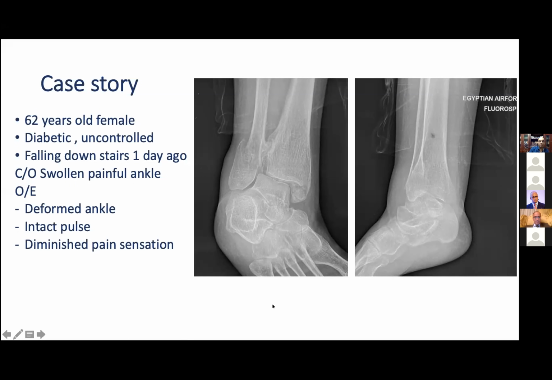So my question to you: are you able to classify this injury based on the previous lectures first? Can you tell me what kind of Weber classification this injury is?